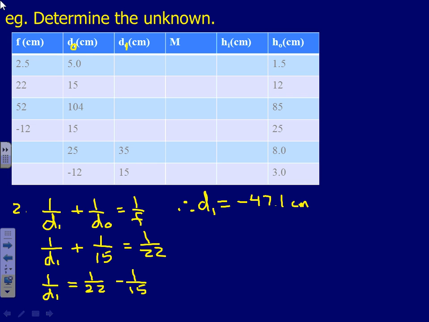Excellent. Let's do the magnification. Negative of di over do, which will be negative of negative 47.1 over 22. What happens to these two negatives? Mathematically, they cancel out. You could get an answer for your fraction, it's going to be a negative answer, and then the negative of that makes it positive. So because there's two negatives, we can ignore those.